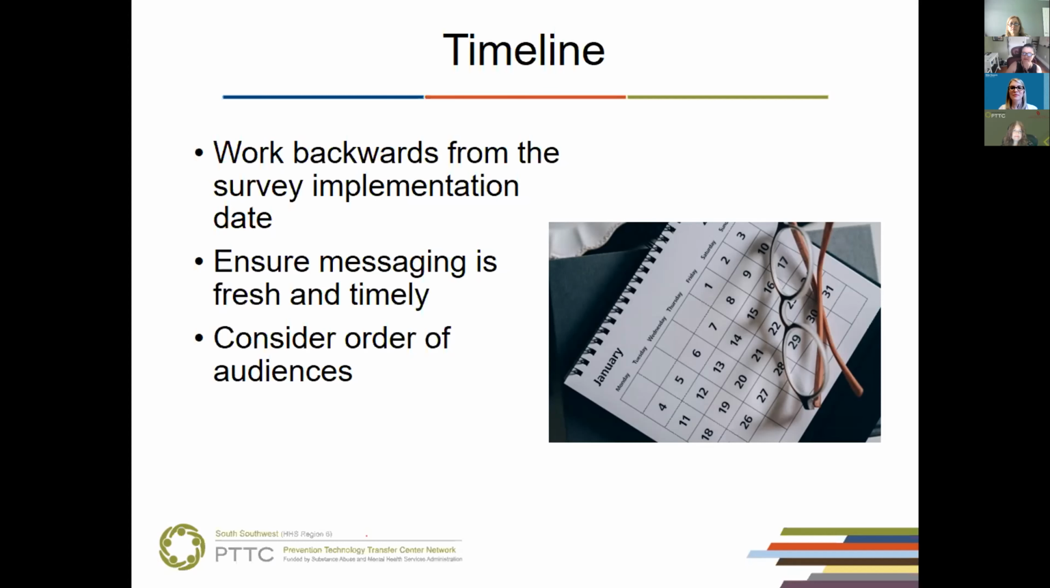Also consider order of audiences. I really love bringing youth survey data back to youth to help make meaning out of it. And that can be helpful, that meaning making, and I'll talk about that in a little bit, before you actually start on the communication plan.